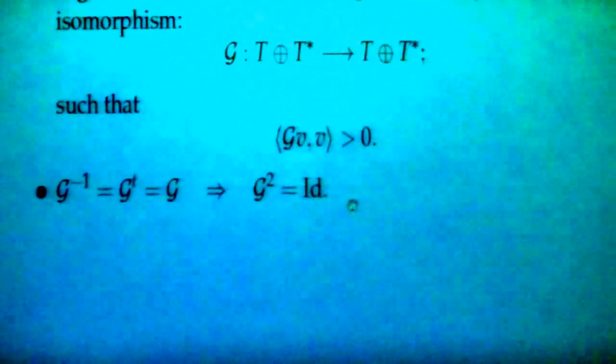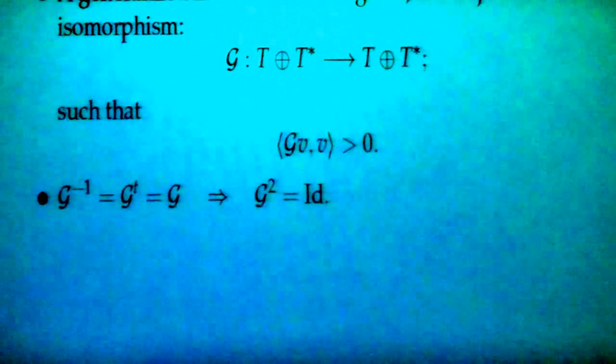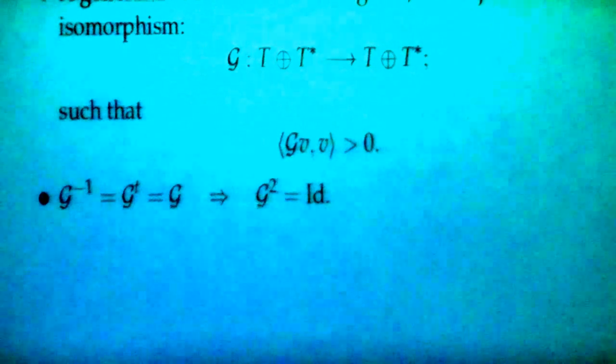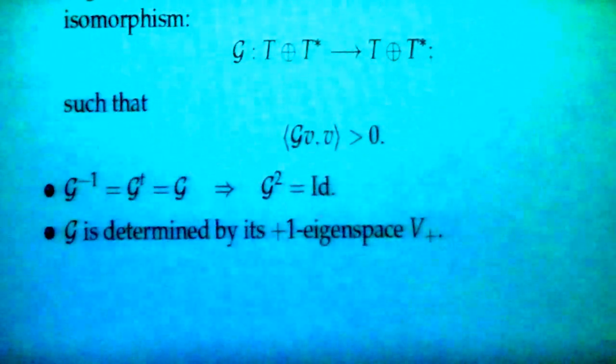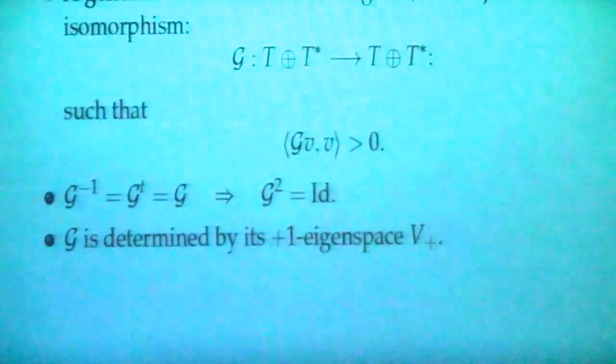That means that G splits T plus T star as a plus 1 and a minus 1 eigenspace, just because it's a matrix whose square is 1. And it's determined by its plus 1 eigenspace. So this is the picture that we have here.